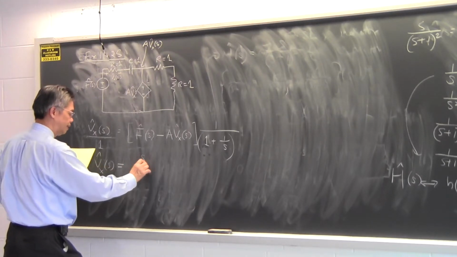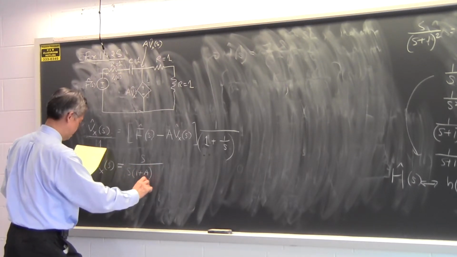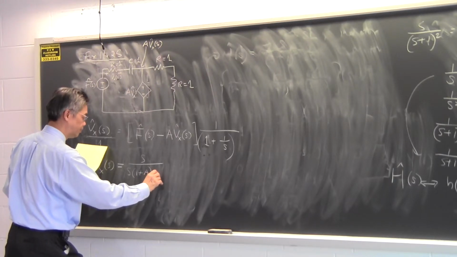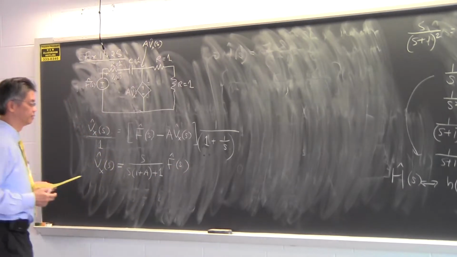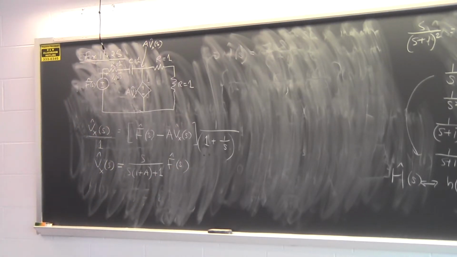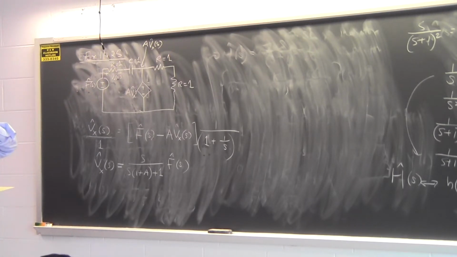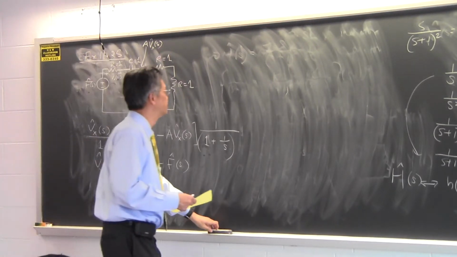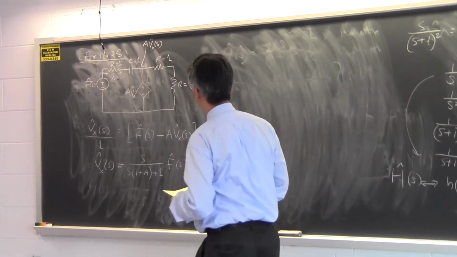I get something like S over S into 1 plus A plus 1 times f hat of S. Okay, it's just simple algebra, and if you go through the algebra, you will get the first relationship between this voltage and that voltage over there. Okay, the second equation that you should write is on this side over here.